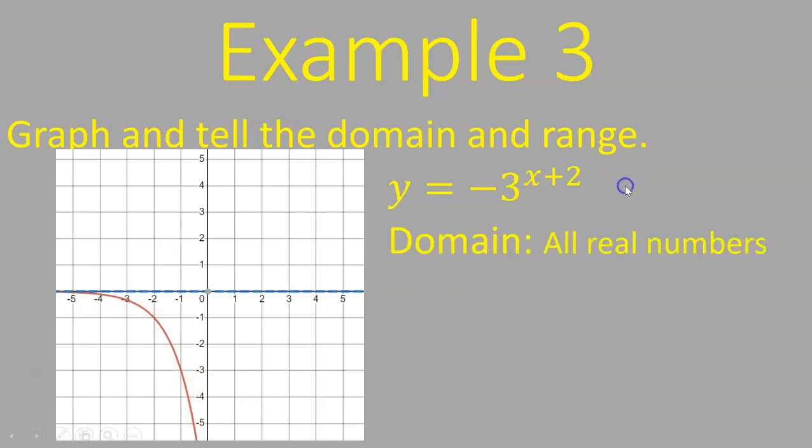Our domain is still all real numbers because you're still going left forever, right forever. But our range this time has a boundary on the high side. So we say y less than 0. All values less than 0. So, a little bit about exponential graphs.